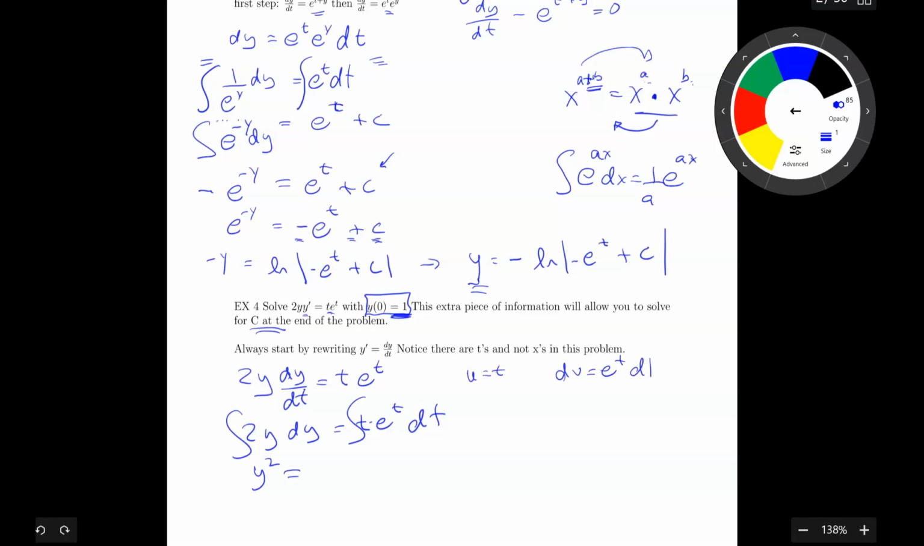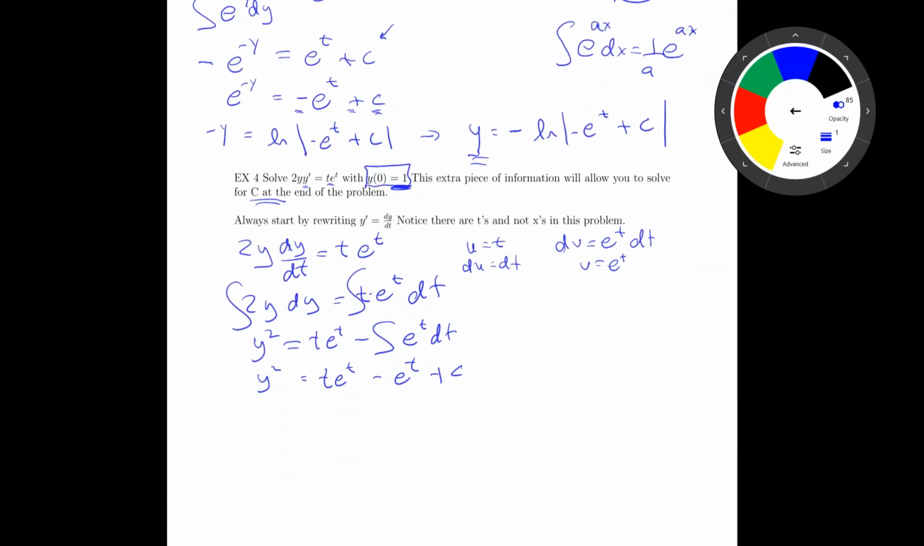If you've done enough parts that you even recognize it, right? v is e to the t. So uv, whoops, I got the equal sign already, don't need it again now. So I have uv, so t e to the t minus the integral of v du. Finishing it off, t e to the t minus e to the t plus c.